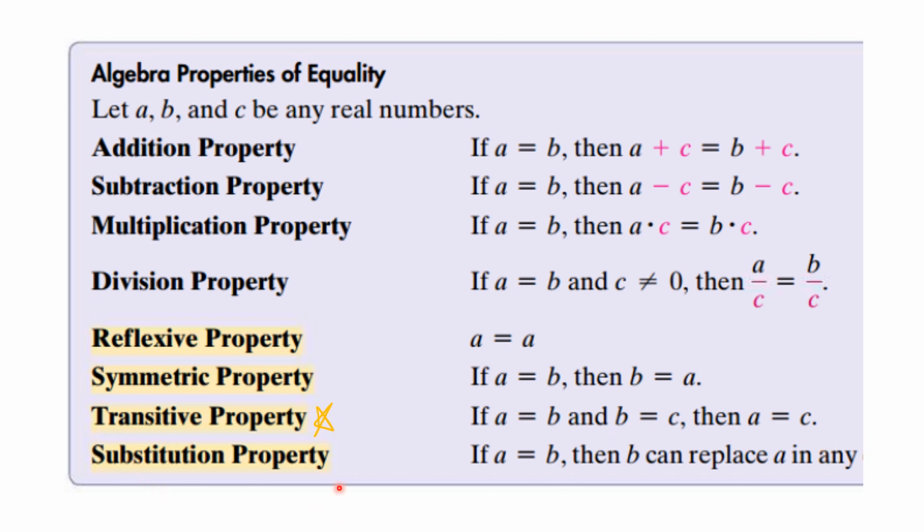And then this last one got cut off. It's the substitution property. It just says that if A is equal to B, then B can replace A in any expression. So if A is equal to B, then B and A are interchangeable, essentially. Let's take a look at the transitive property a little bit more closely.